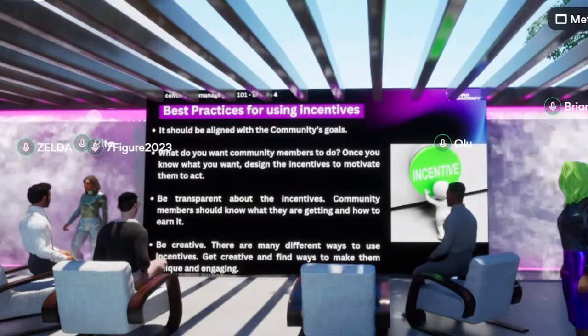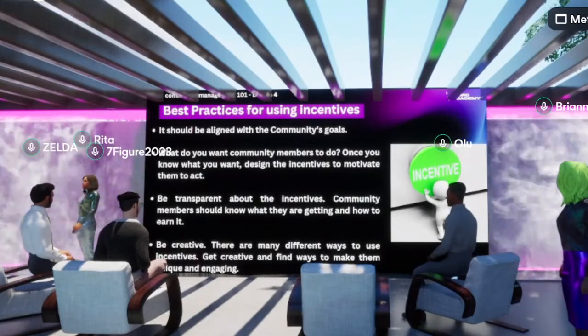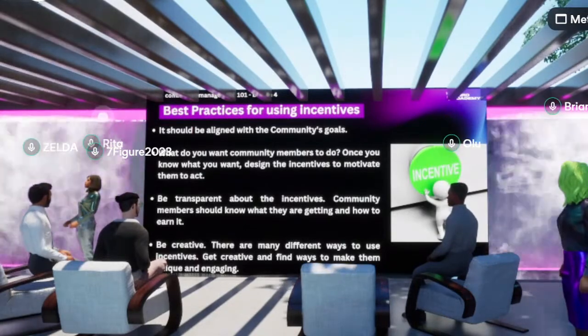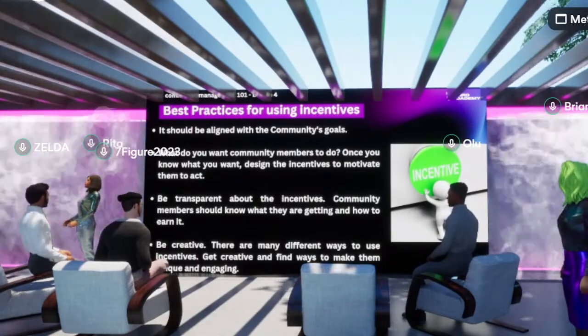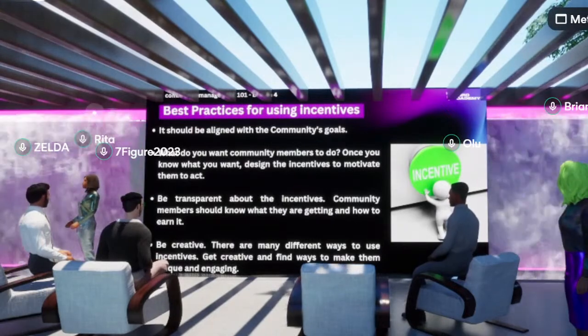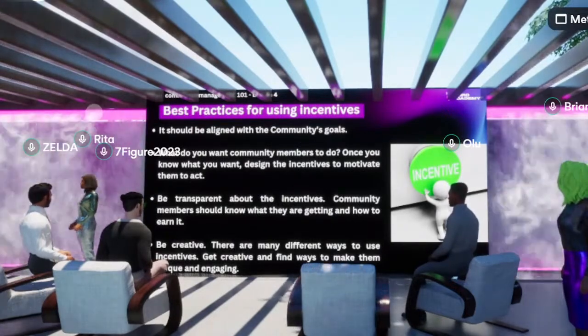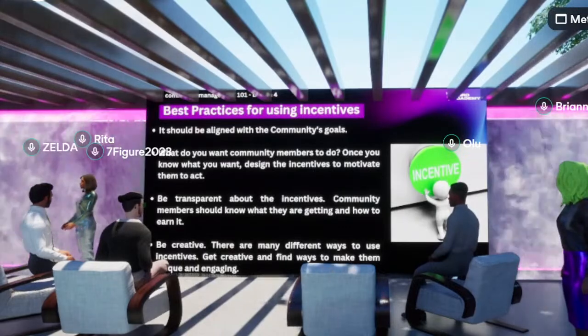There are many ways that you can incentivize your community. So be creative, find ways to make them more unique and more engaging. Now let's move on.